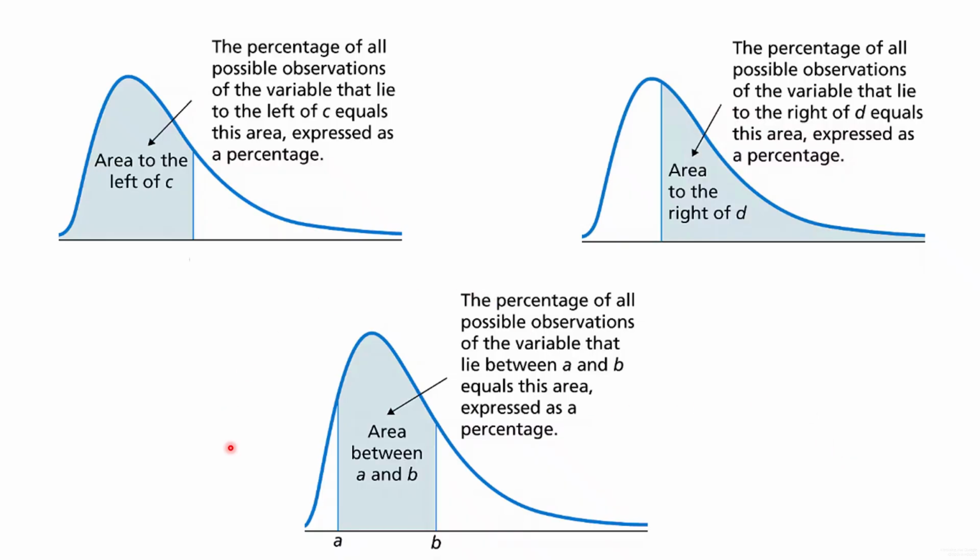And then we'll call this one C right here. And this is the specified range between two different numbers. And so it's saying that the percentage of all possible observations of the variable that lie between A and B equals the area expressed as a percentage.